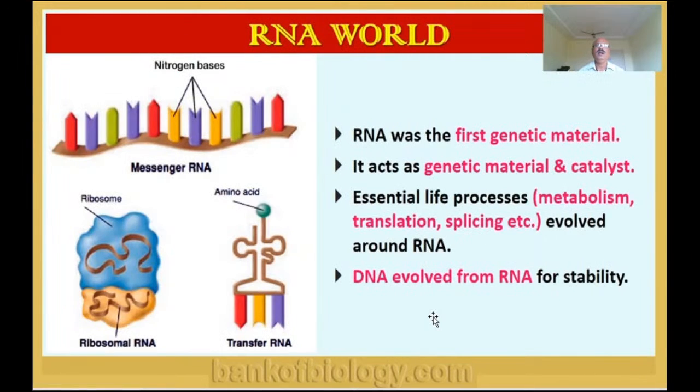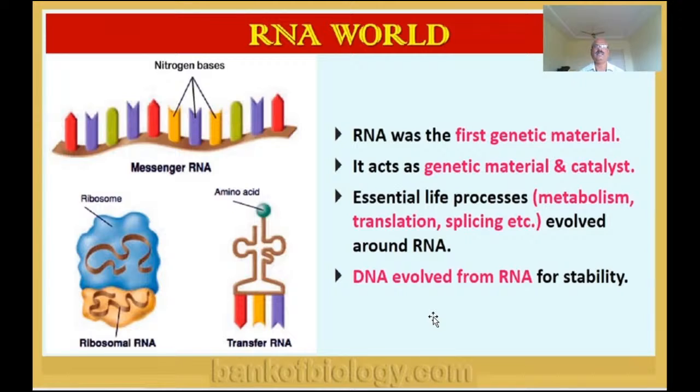RNA world. RNA means ribonucleic acid. In living organisms, we can observe 3 types of RNAs. So, 3 types of RNAs perform different types of functions. RNA was the first genetic material. Phylogenetically, when we compare with DNA, RNA was the first genetic material.